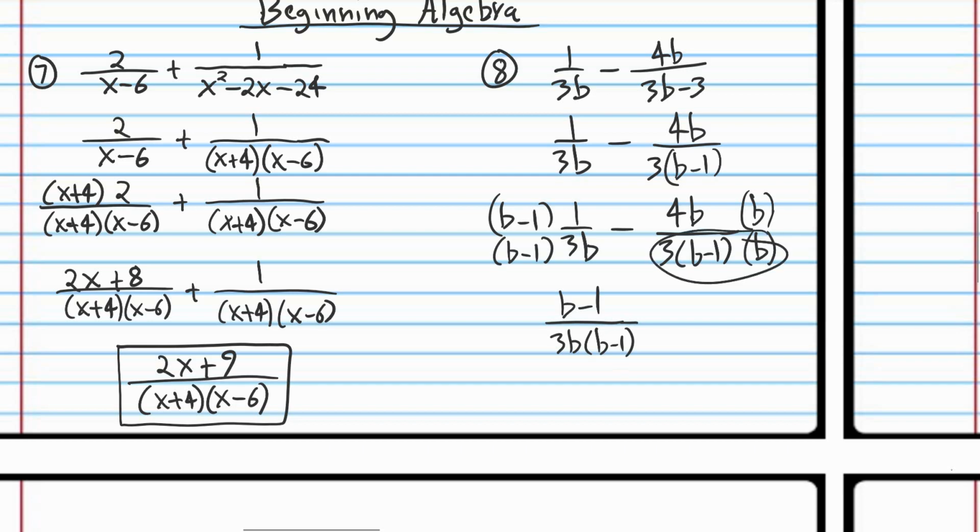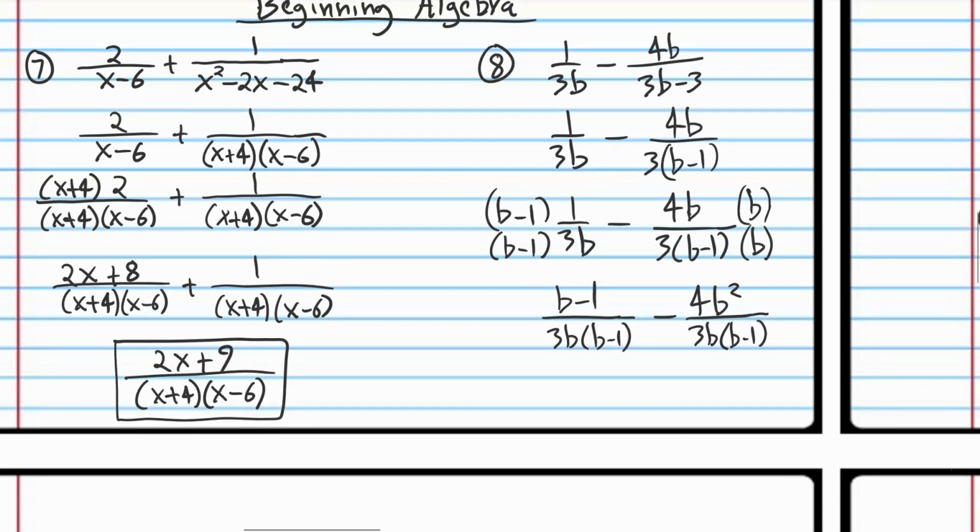And let's multiply the numerators first. 4b times b is 4b squared. And again, it's traditional to keep the monomial on the left side, combine all the monomial factors. And now we have a common denominator. So now we're ready to combine.